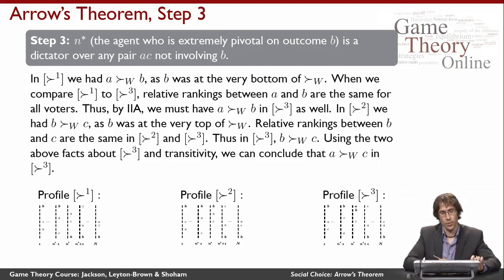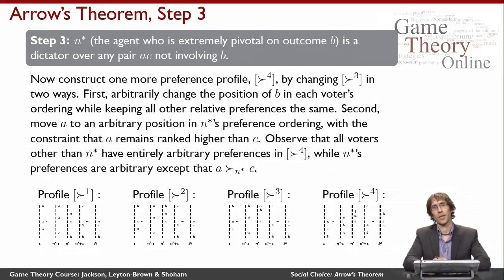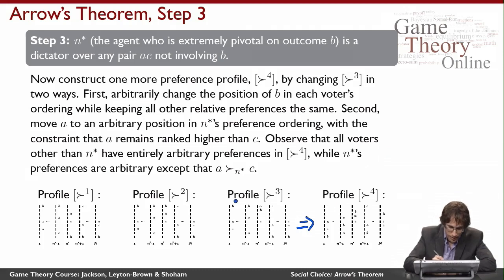Okay, why do we care about that? Well, let's construct one more preference profile. I promise this is the last one, pref 4, by changing pref 3 in two ways. First of all, let's arbitrarily change the position of B in every voter's ordering while keeping all of the other relative preferences the same. So we're going from pref 3 to pref 4 by taking B and just sticking it somewhere else. But we're not going to move around any of the other relative preference orderings.